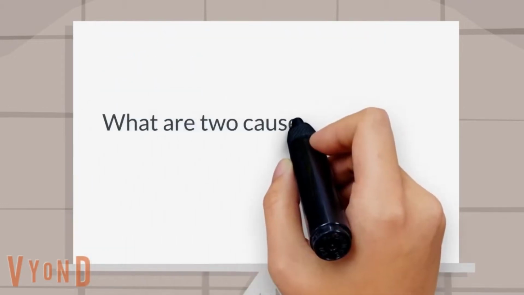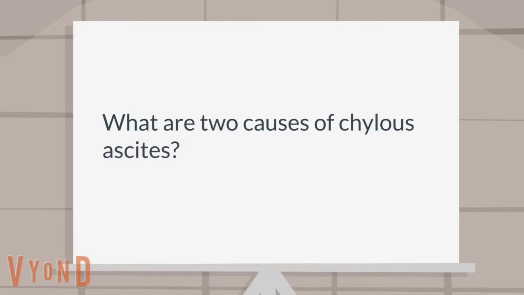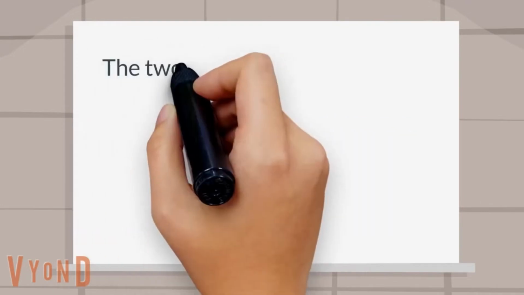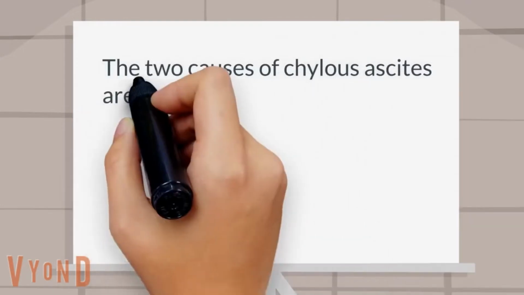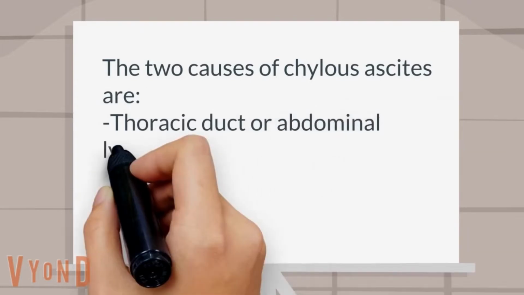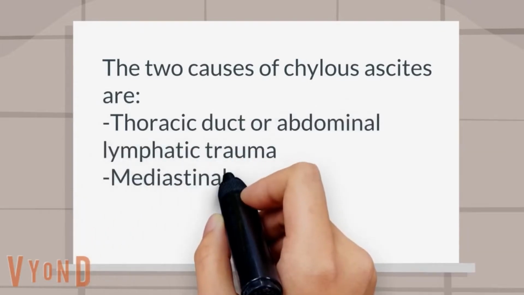What are two causes of chylous ascites? The two causes of chylous ascites are thoracic duct or abdominal lymphatic trauma, and mediastinal tumors.